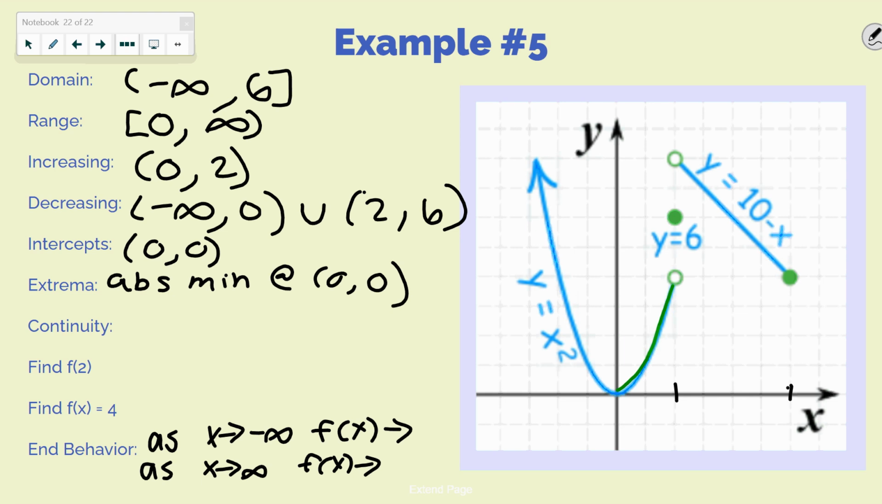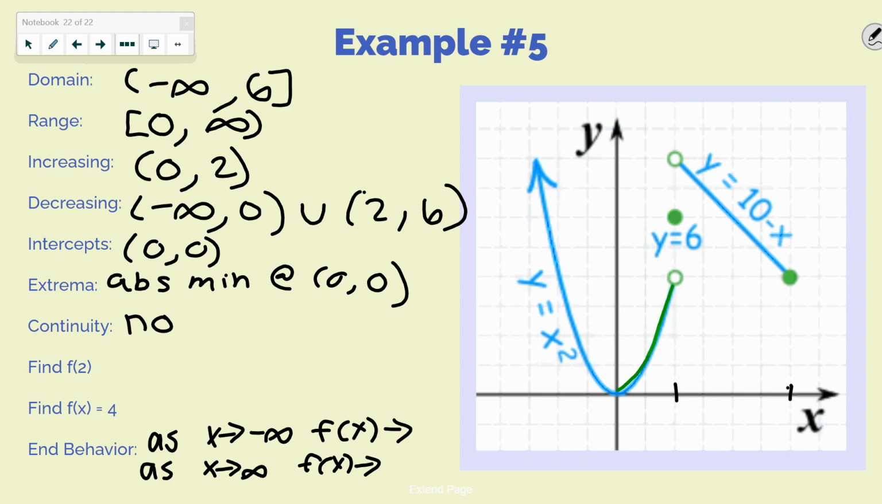Now, are we continuous, yes or no? No. Why are we not continuous? Because there are pieces. Meaning, if you were to trace over your graph, you get to here, you have to pick up your pencil to keep tracing it.